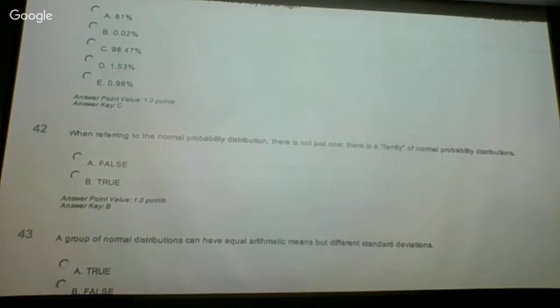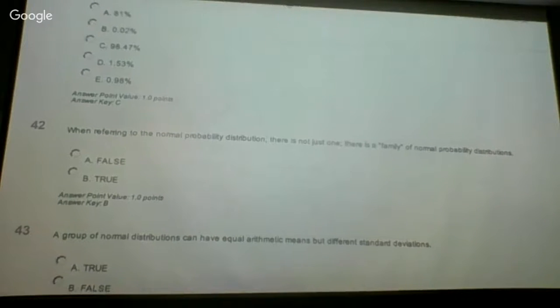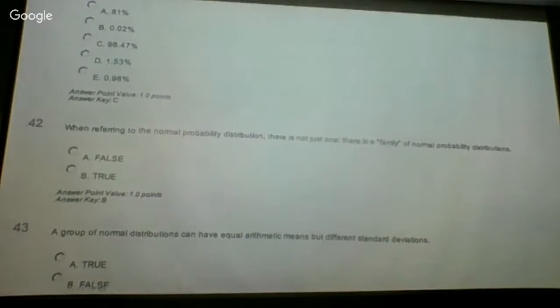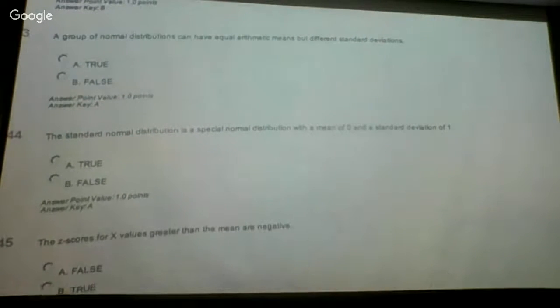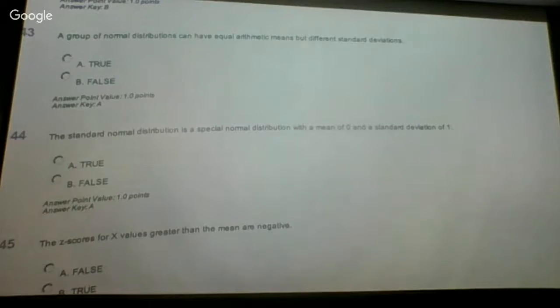True is right. The standard normal distribution is a special normal distribution where the mean is 0 and the standard deviation is 1. Yes, 44 is true. That's its definition. 45. Z-scores for X values greater than the mean are negative. True or false? False. If you're greater than the mean, you get a positive Z-score.